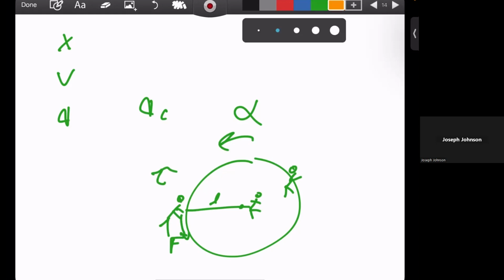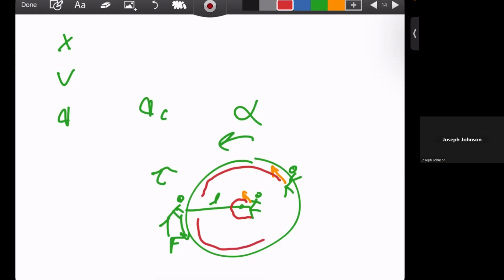So I apply a force, I apply a torque. Both Caitlin and Zach are going to accelerate. Now, linearly, to make the circle, Caitlin is making a small circle and Zach is making a big circle. So the displacement is going to be bigger for Zach and the velocity is going to be bigger for Zach. And that means the acceleration is going to be bigger for Zach.